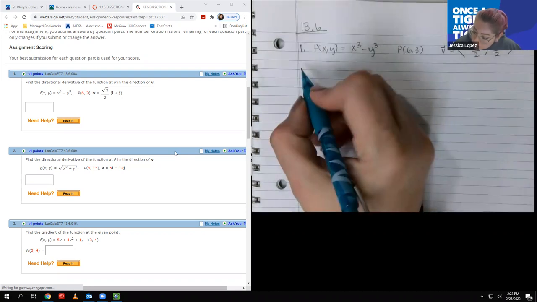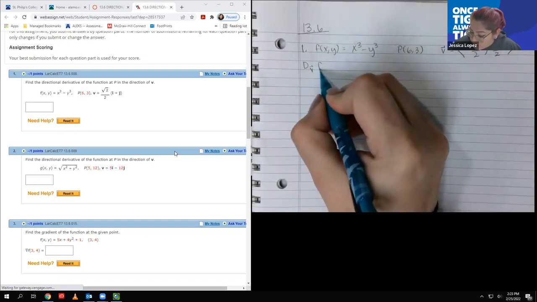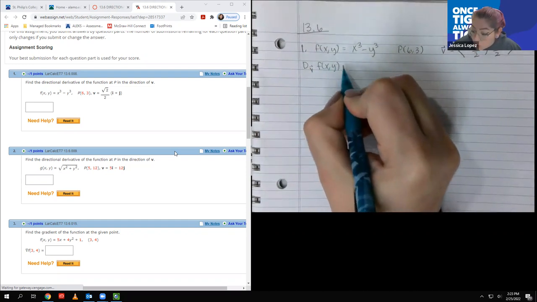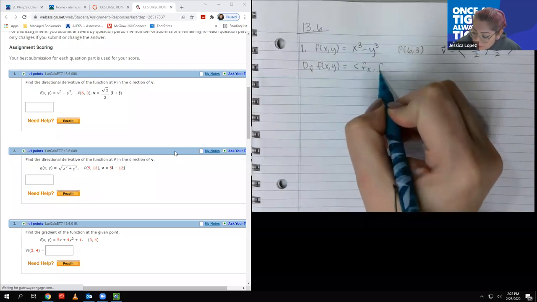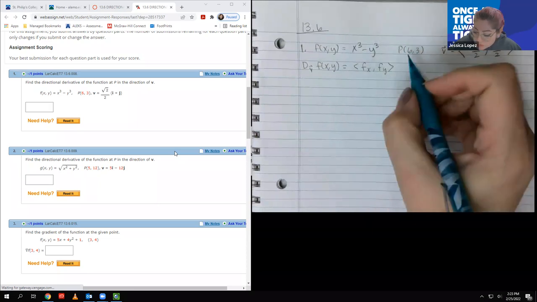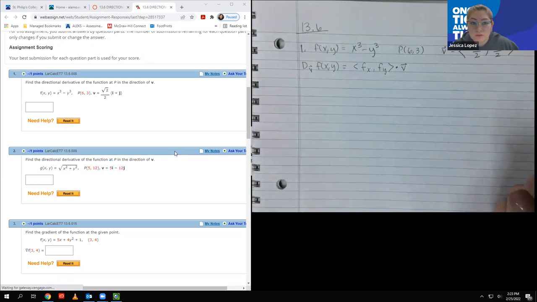Now, as far as the definition of the directional derivative, this is one of the ways it was defined, and this is my most favorite. So this is the one I'm going to use to calculate the directional derivative. Not only is it a derivative, but it's in a specific direction.